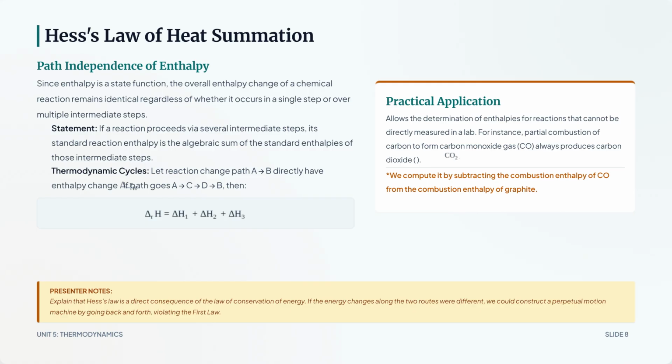Hess's law of heat summation follows from the path independence of enthalpy, a state function. It states that the overall enthalpy change of a reaction is the sum of the enthalpy changes of its intermediate steps. This law allows us to calculate enthalpies for reactions that cannot be measured directly.